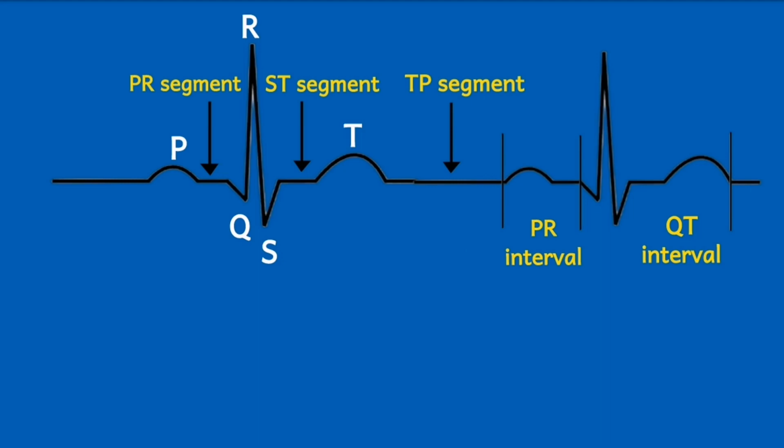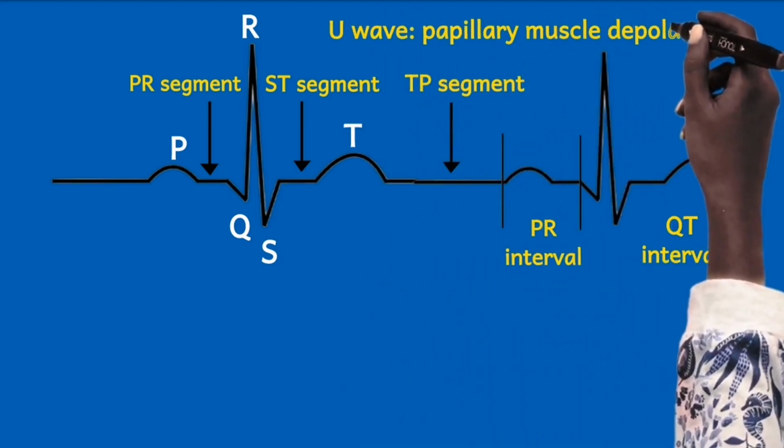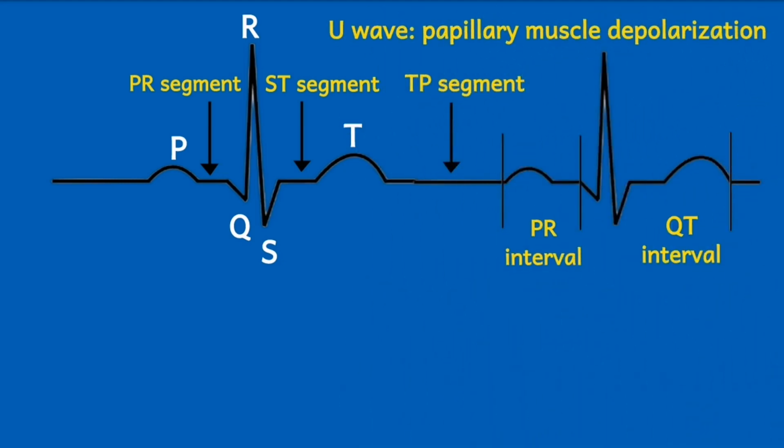Now, sometimes right after the T wave, there is another deflection called the U wave, which is thought to represent depolarization of the papillary muscles within the ventricles. Now, the papillary muscles are muscles which hold the cords which keep the valves in check. But we will not dwell so much on the U wave because it is not usually or always present.